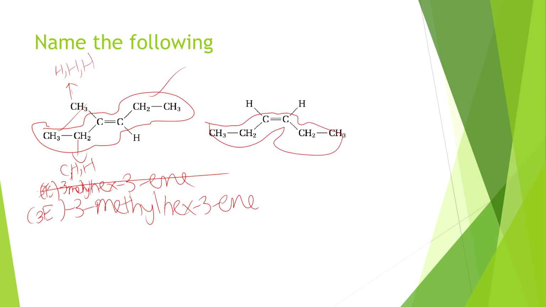Now let's take a look at this one. This is the longest chain, and this is also a hexene. Another hex-3-ene, in fact. And determining priority for this one is a lot easier. We can see that these two groups have priority because the carbon has more priority than the hydrogen. Simple as that. And they are on the same side, so that would be Z. So 3Z-hex-3-ene.